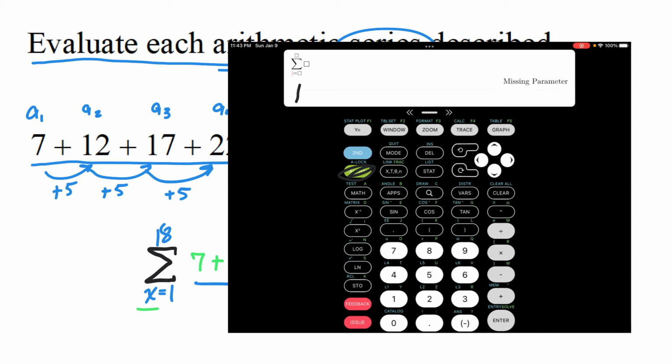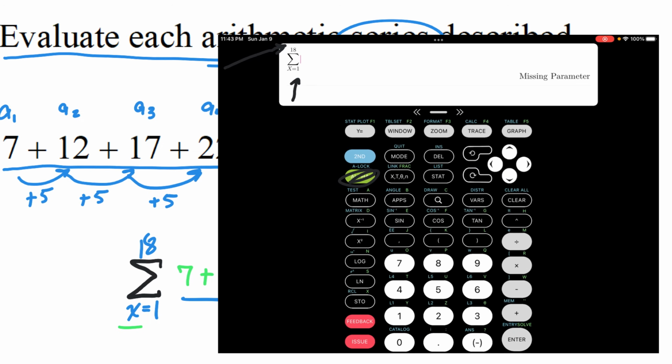We're always going to put where the series starts there, x equal to 1, and we're going to put where the series ends at the top, which in this case is 18. Now, we are going to put the explicit formula or the rule in the set right here. So I'm going to do it both ways actually. The rule we're going to put right here, 7 plus 5 times x minus 1. And then our answer is going to pop up right here.